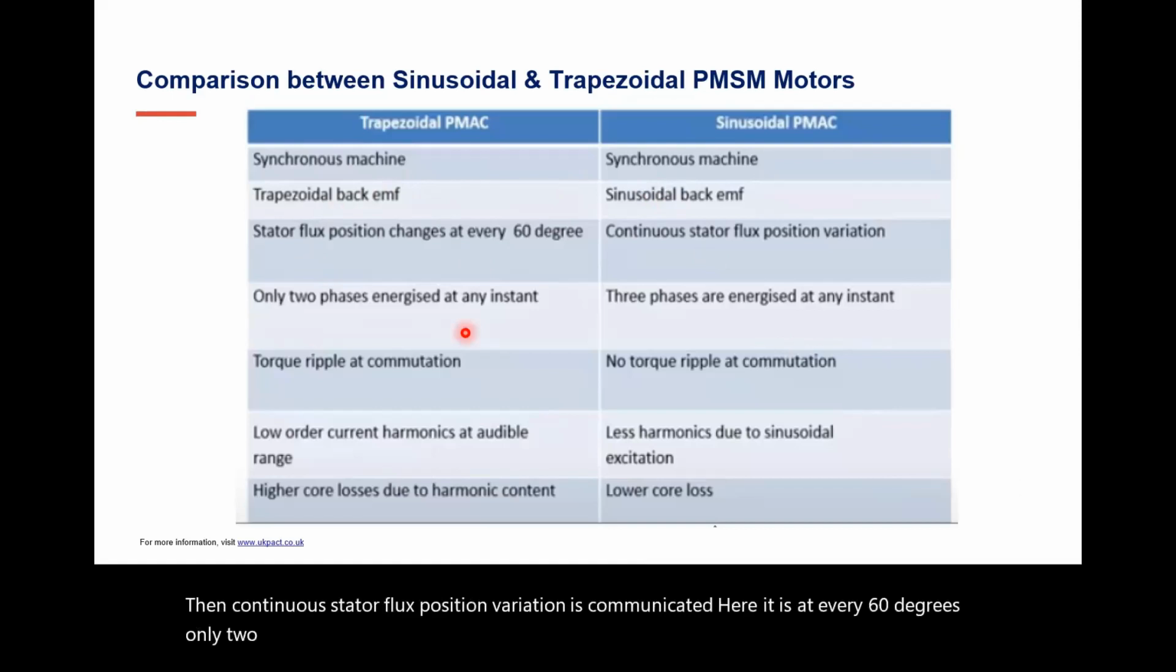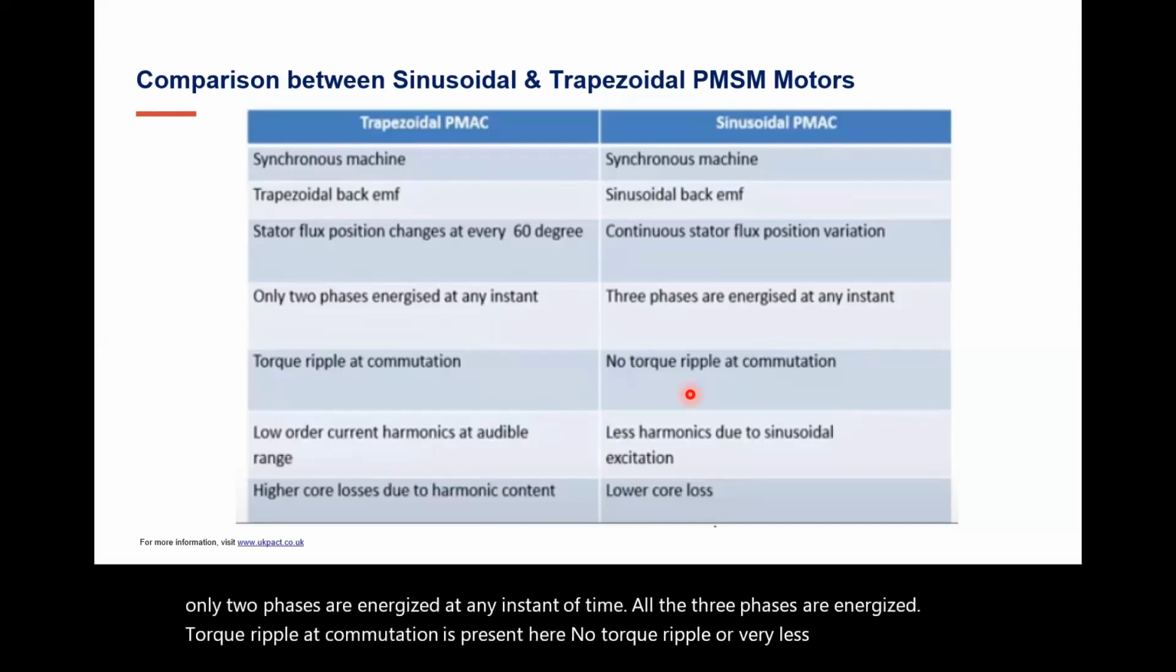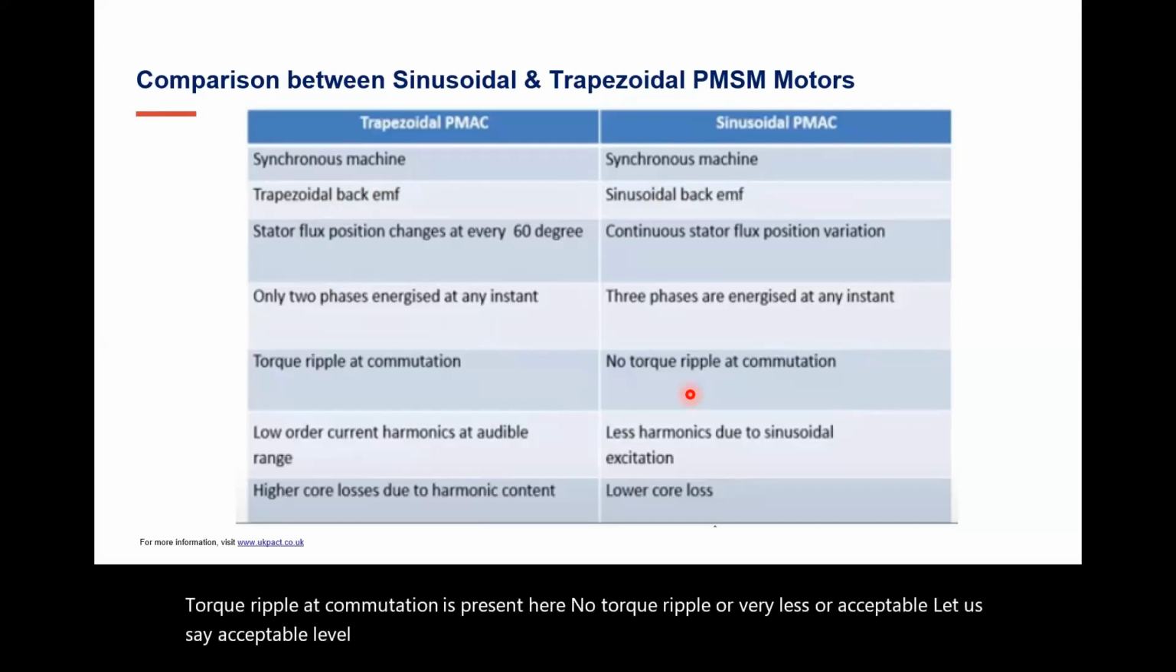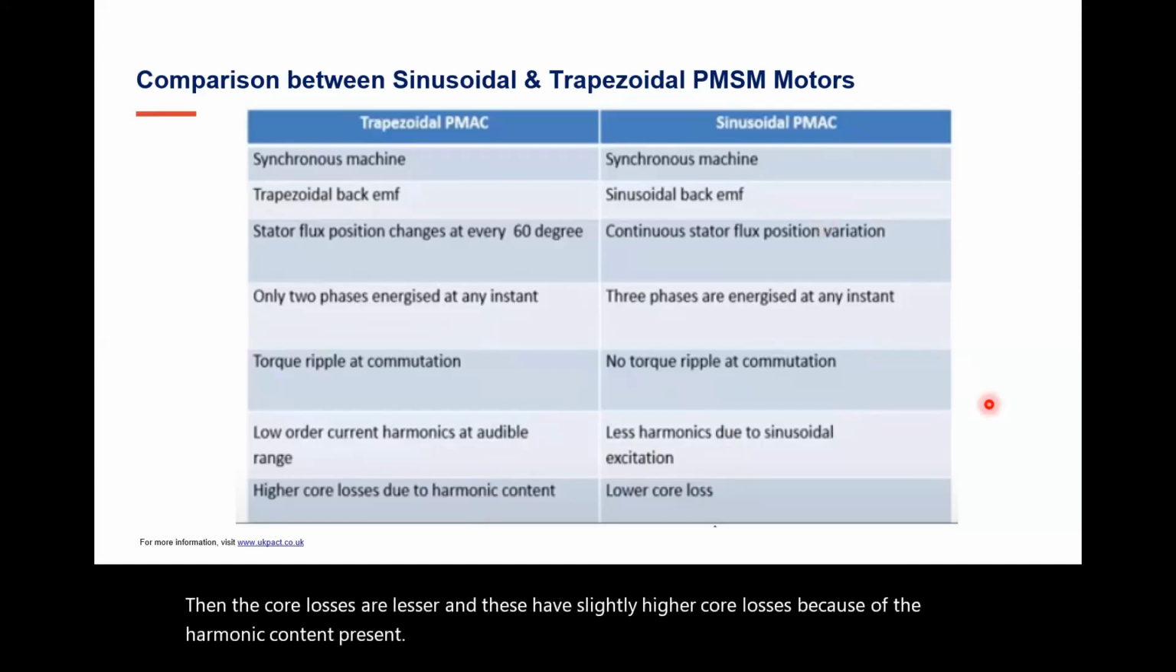Torque ripple at commutation is present. Here, there is no torque ripple, or a very low, let us say acceptable, level of ripple at commutation. And then the harmonics in the audible range are low. Here, they are lesser due to sinusoidal excitation. Then the core losses are lesser, and these have slightly higher core harmonic content present. So this gives a comparison between PMSM motors and BLDC motors.